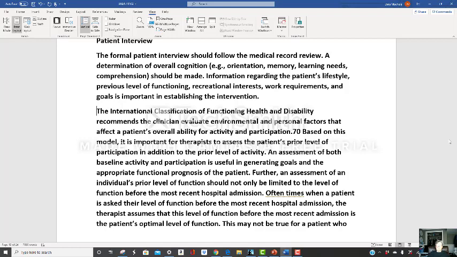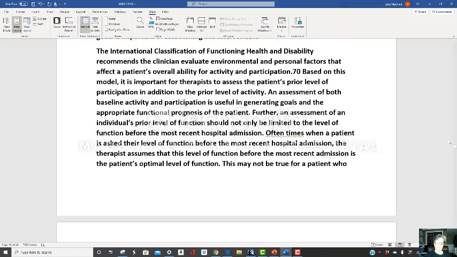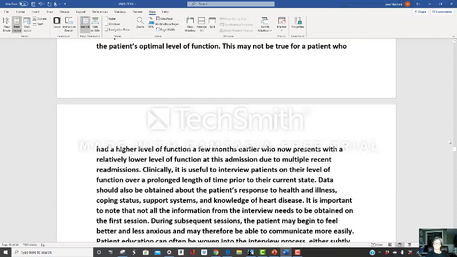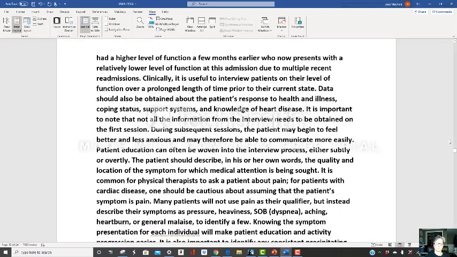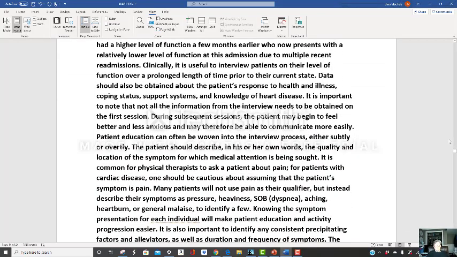Oftentimes, when a patient is asked their level of function before the most recent hospital admission, the therapist assumes that this level of function is the patient's optimal level of function. This may not be true for a patient who had a higher level of function a few months earlier who now presents with a relatively lower level of function at this admission due to multiple recent readmissions. Clinically, it is useful to interview patients on their level of function over a prolonged length of time prior to their current state. Data should also be obtained about the patient's response to health and illness, coping status, support systems, and knowledge of heart disease.